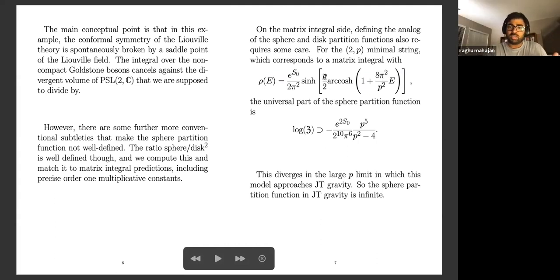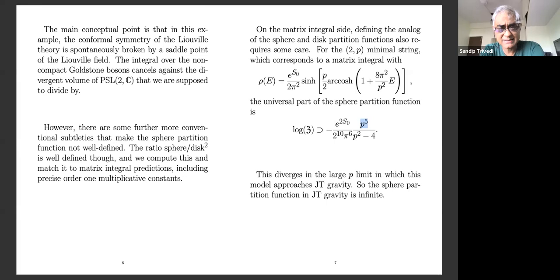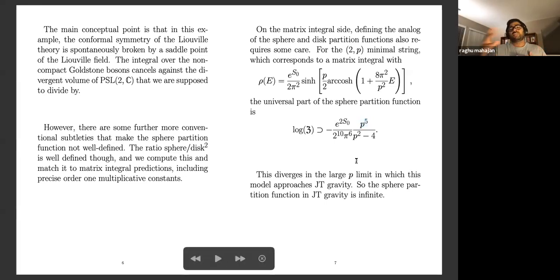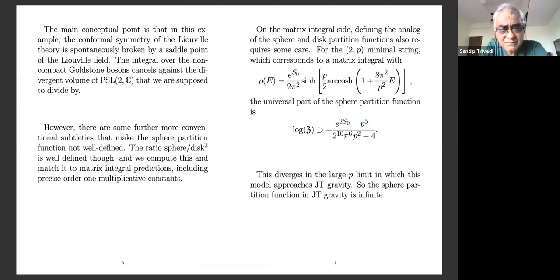So basically when p goes to infinity, this would just become sinh of square root of E, because that arccosh will simplify. But because you have these powers of p here, this high power of p shows up in the numerator. That's just the point, the density of states in a sense. Okay. Yeah, so it's infinite relative to the density of states. It's not finite. So this ratio, sphere over disk squared, is divergent.